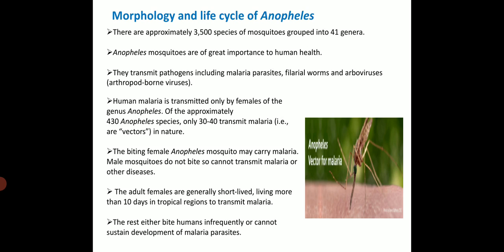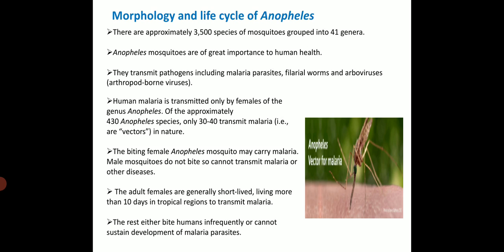There are approximately 3,500 species of mosquito which are grouped into 41 genera. Anopheles mosquitoes are of great importance to human health. They transmit pathogens including malarial parasites, filarial worms and arboviruses, that means arthropod-borne viruses. Human malaria is transmitted only by females of the genus Anopheles. Of the approximately 430 Anopheles species, only 30 to 40 transmit malaria. That is what we call vectors in nature.